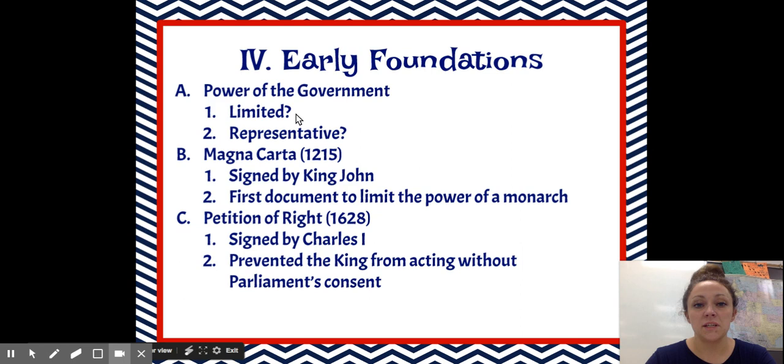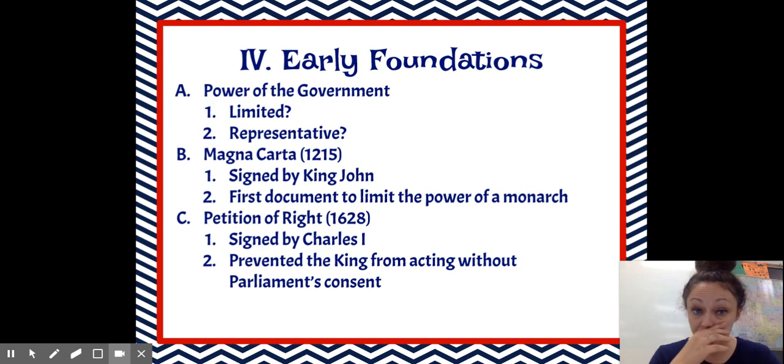So starting with limited government, this is probably the easiest definition you will ever have in your entire life. Limited government is a government that is limited and not absolute. Okay, this means that there are certain things that the government can do and certain things that the government can't do. Now, most of the time, what are these governments limited by? A constitution. Okay, how is our government limited? Our government is limited by a constitution which sets out specific things that it can do and specific things that it can't do.